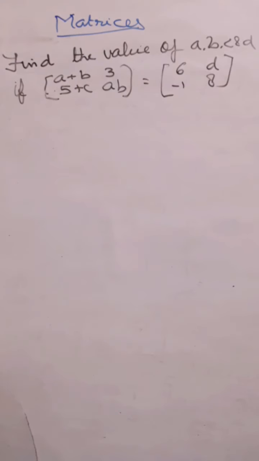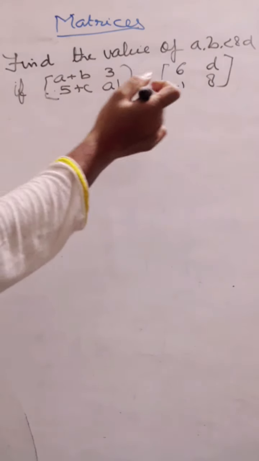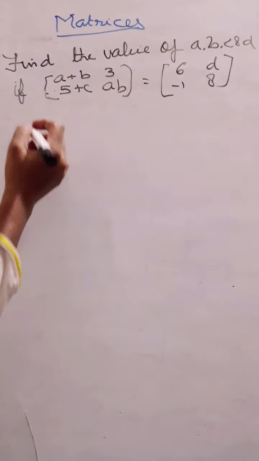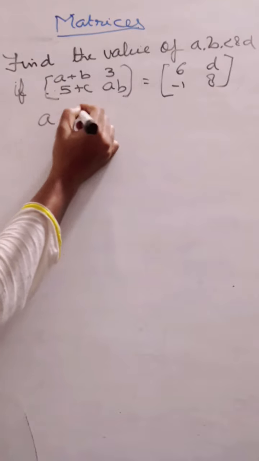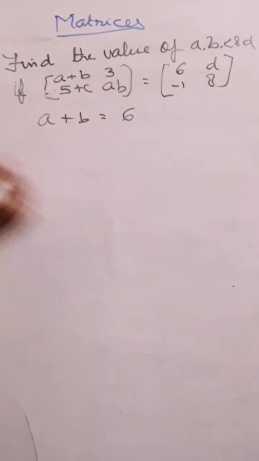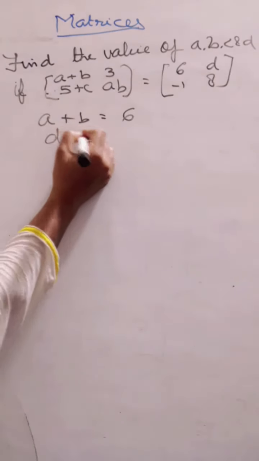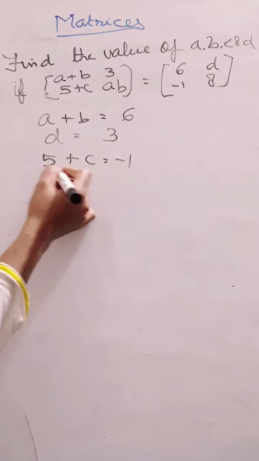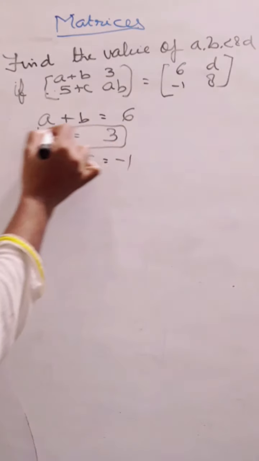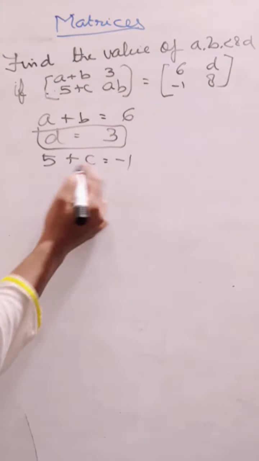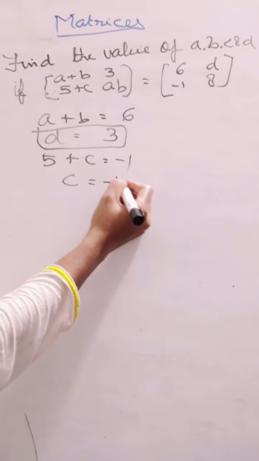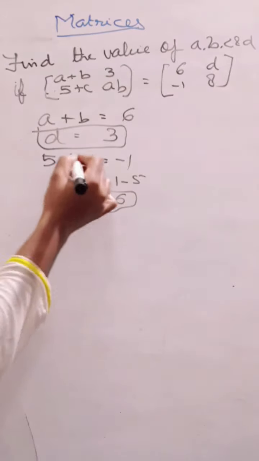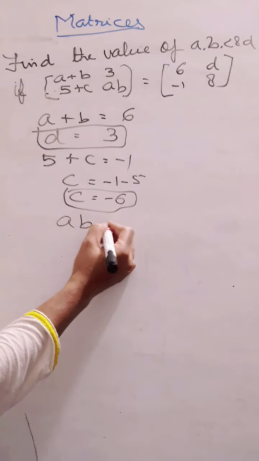I am taking a question on equal matrices. Here we need to find out a, b, c and d if these two matrices are equal. Now if these two matrices are equal, I can write a plus b equals 6. Then d equals 3. 5 plus c equals -1. So d is equal to 3, I got my one answer. 5 plus c is equal to -1, I can write c is equal to -1 minus 5, or c equals -6. I got the second answer. Then it is given that ab equals 8.